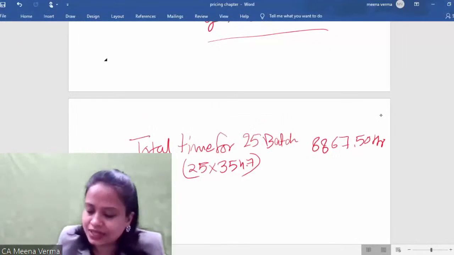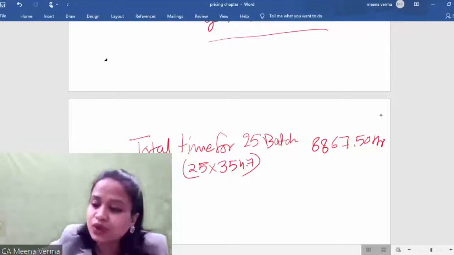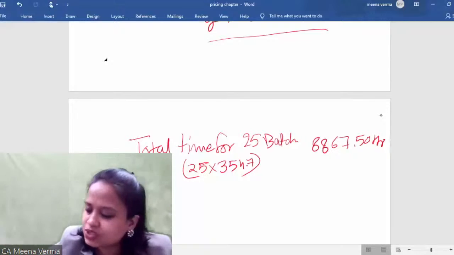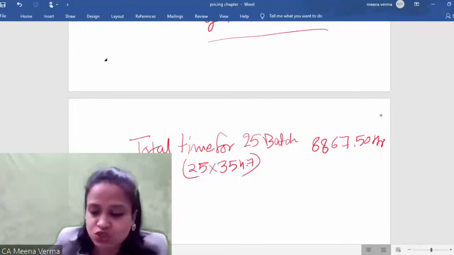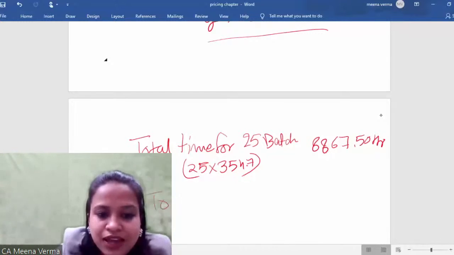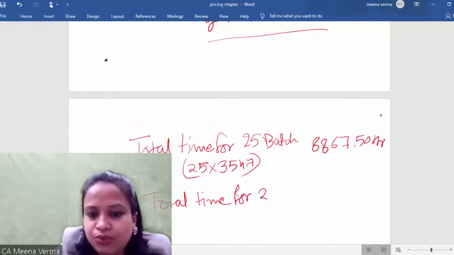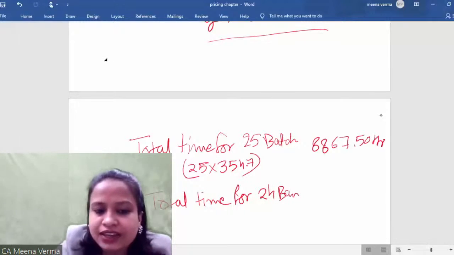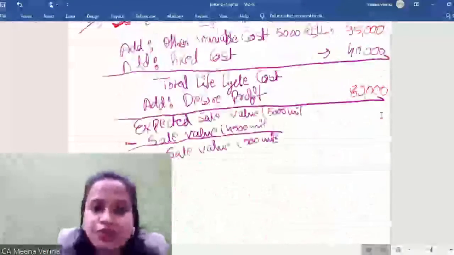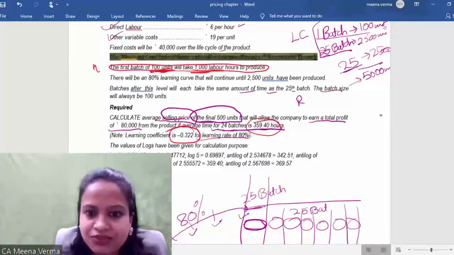Now see, the labor hours required for the 25th batch will remain for the next batches. So I want to calculate the time which is required for the 25th batch, not the total 25 batches, but the 25th batch. For that, I will subtract the total time for 24 batches. If I subtract, I can get the time required for the 25th batch. This value is given in the question. The total time for 24 batches is 359.40.